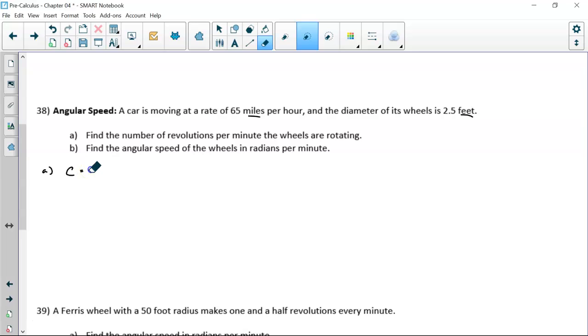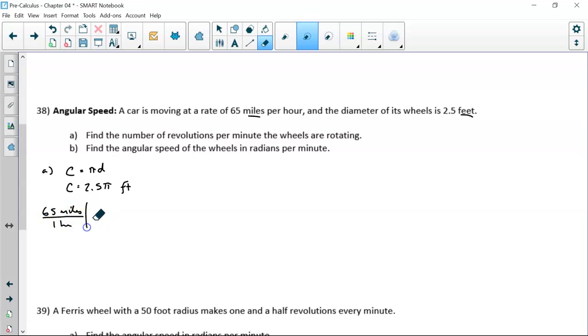Circumference equals pi times the diameter. So it's going to be 2.5 pi is the circumference of the circle, and that's in feet. Now, what we want to do is find the number of revolutions that they're going in a minute. So what we have to do is convert a little bit here. So what we have here is 65 miles per hour. Miles for every 1 hour.